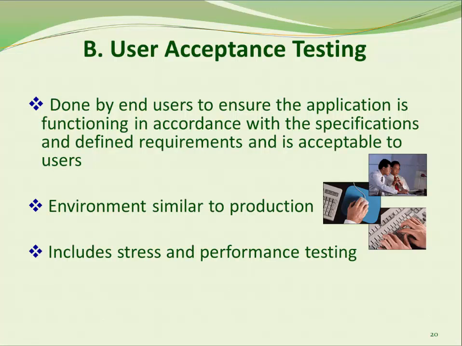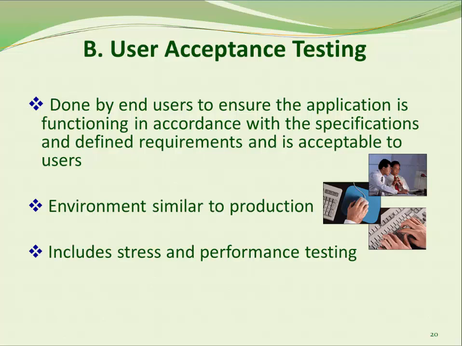UAT is testing done by end users. Your development contractor testers should work with a specific group of end users early in the project to define system criteria for meeting user needs, incorporate them into an acceptance test plan, and create detailed test scripts. UAT should be conducted in an environment as similar to the production environment as possible, but should be separate from the development and production environments.